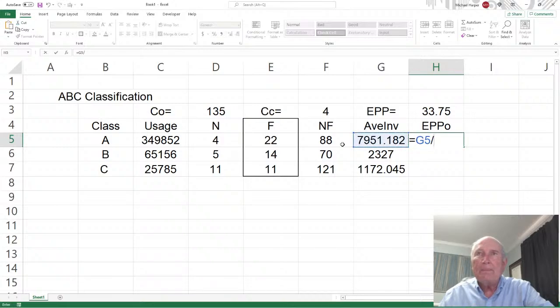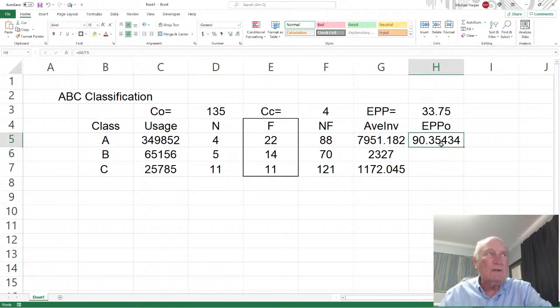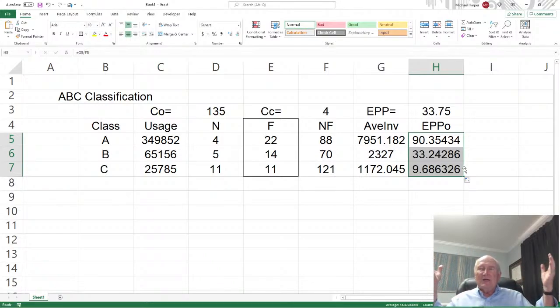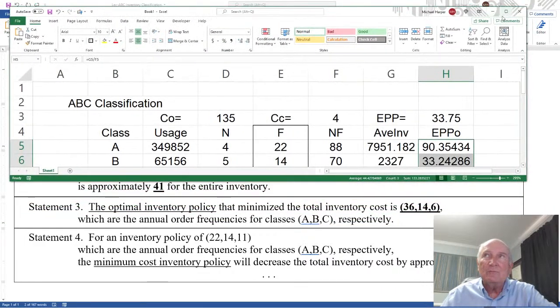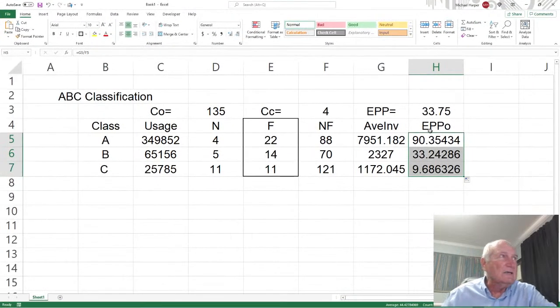divided by our frequency. Well, it's not. It's 90. Class B is 33. Well, that's close, but then Class C is 9. Okay, so A has a much higher EPP than it should. B is close, but C is too low, so it's not optimal. Okay, so let's see what the questions are. The total annual order frequency and the approximate EPP for the entire inventory. Okay, well, we have to do a little bit more here. Let's sum each of these.